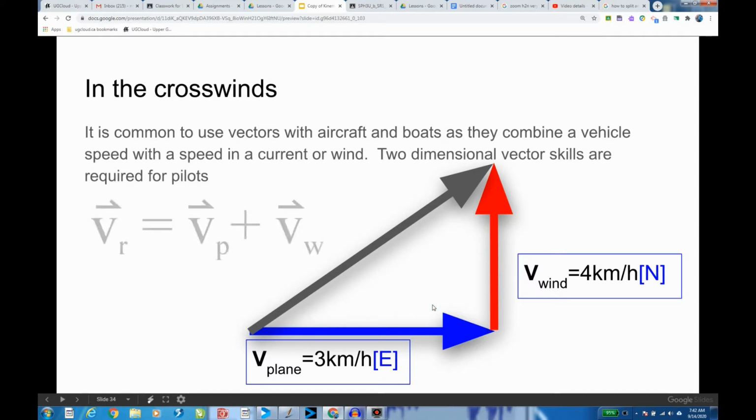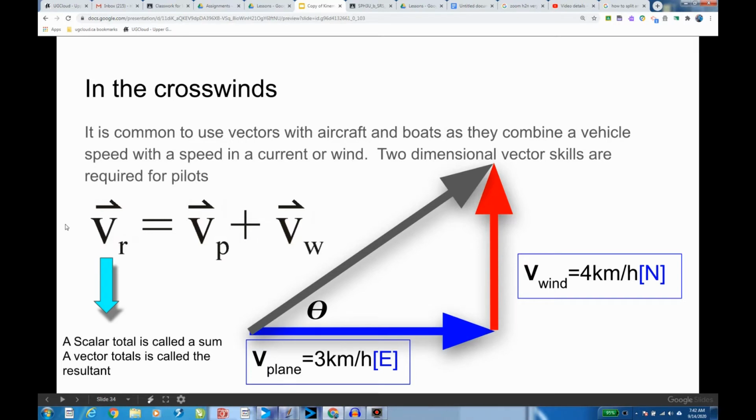So how do we calculate the plane's vector? We just add up the velocity of the plane and the velocity of the wind. And that's the way you would write it in vector notation, but to actually solve it for the size of that vector and its direction, you'd use a little bit of trig. So this total is called a resultant.